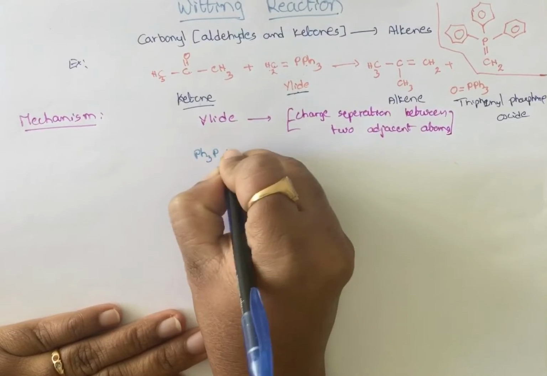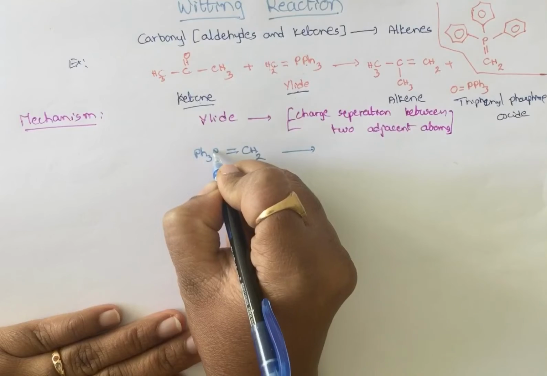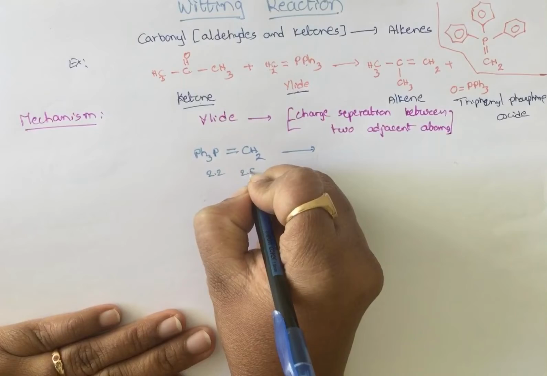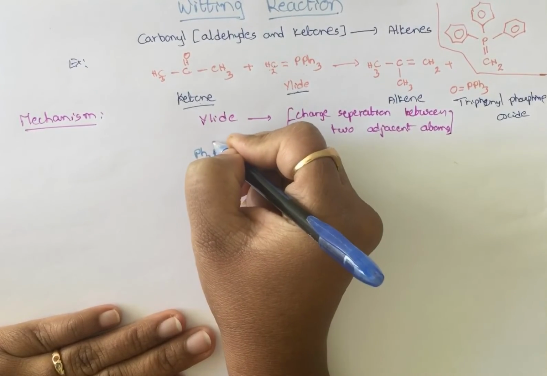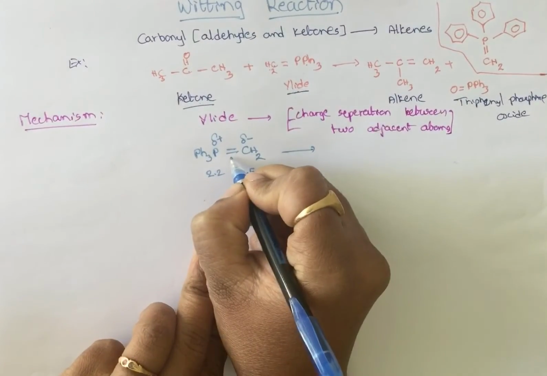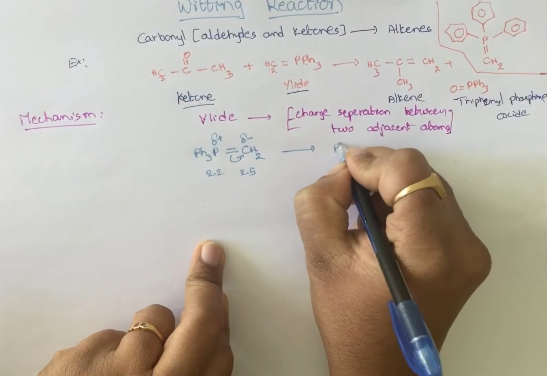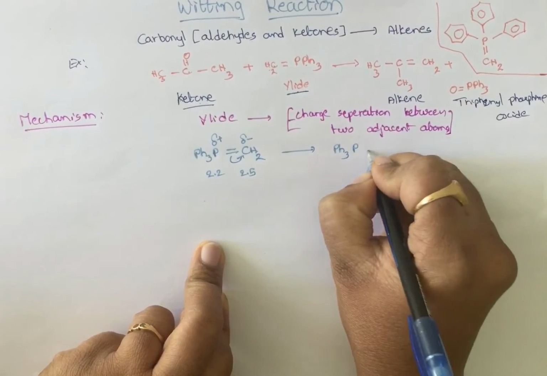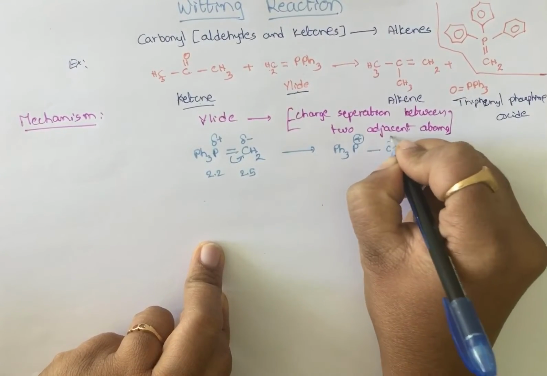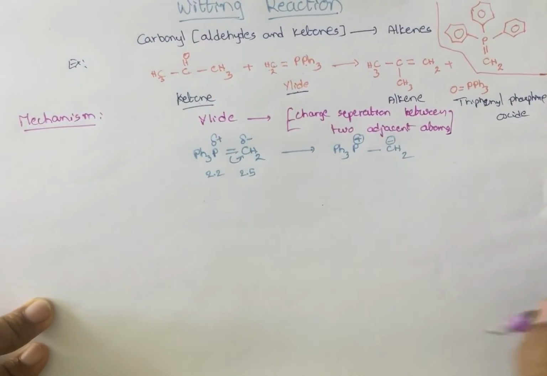Triphenyl phosphine ylide. If you take this one, here the phosphorus electronegativity is 2.2, the carbon electronegativity is 2.5, meaning phosphorus is having a partial positive charge and carbon is having a partial negative charge. Then what happens, because of more electronegativity, the bonded electron pair will be shifted towards the carbon. So it will be converting into an ylide ion. This is positive and this is negative. This ylide ion will be used in the reaction mechanism.